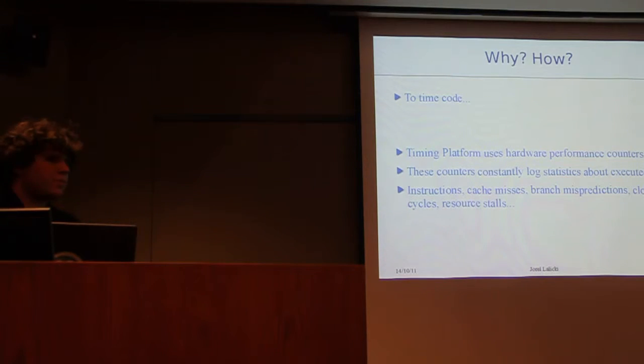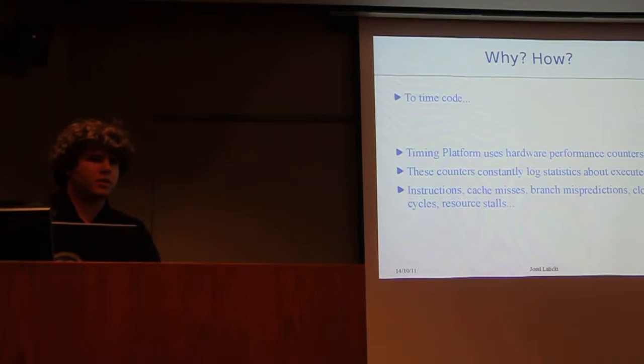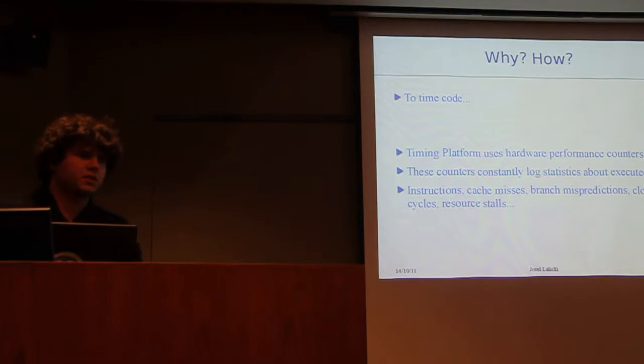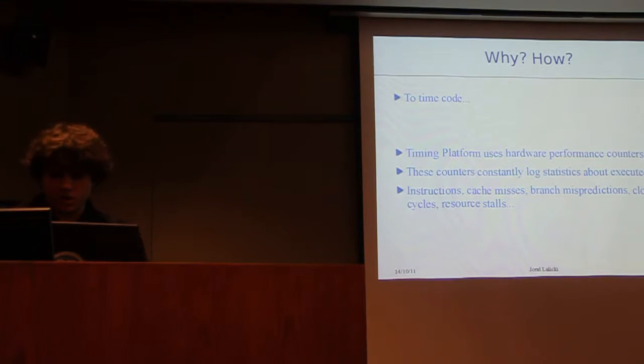It uses the hardware performance counters. Basically, these counters are always logging statistics about whatever is being executed on the processor. This just pulls some of that data off the processor and then analyzes it and displays it in a user-friendly manner. And it can display everything from instructions executed, fused macro operations, cache misses, cache loads, branch mispredictions, clock cycles, resource stalls, basically any statistics that you could really need for analyzing why a piece of code is running slowly.